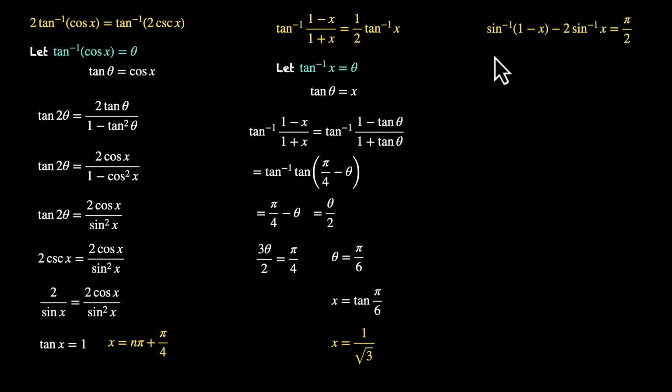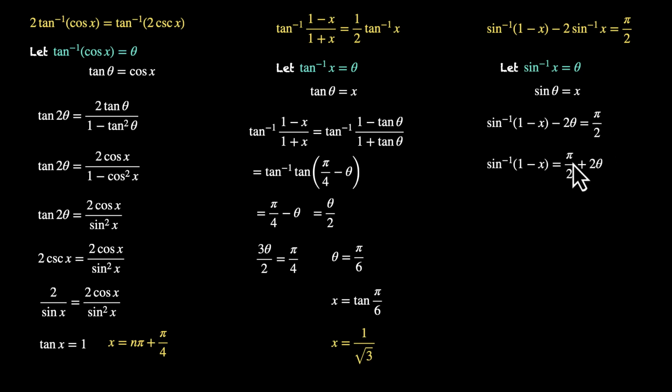One last problem. Sin inverse 1 minus x minus 2 sin inverse x is equal to pi by 2. Pause the video, try this out. Okay, of these two, sin inverse x looks simpler. Let's start with this. Sin inverse x is equal to theta. This is an angle. We have assumed that this angle is theta. This means sin of theta is equal to x. So let's evaluate sin inverse 1 minus x. This minus 2 theta is equal to pi by 2. Taking 2 theta to this side, we have sin inverse 1 minus x is equal to pi by 2 plus 2 theta.